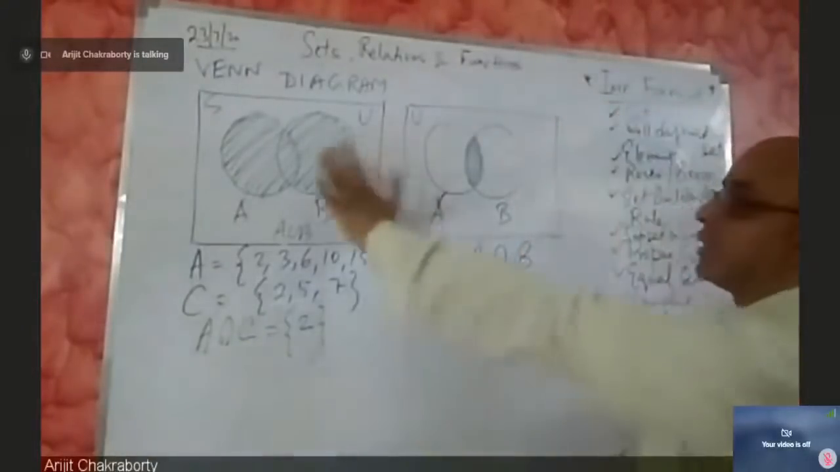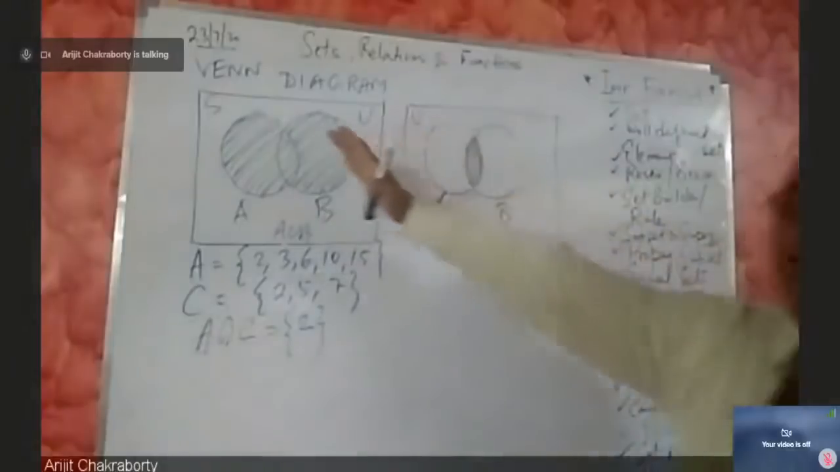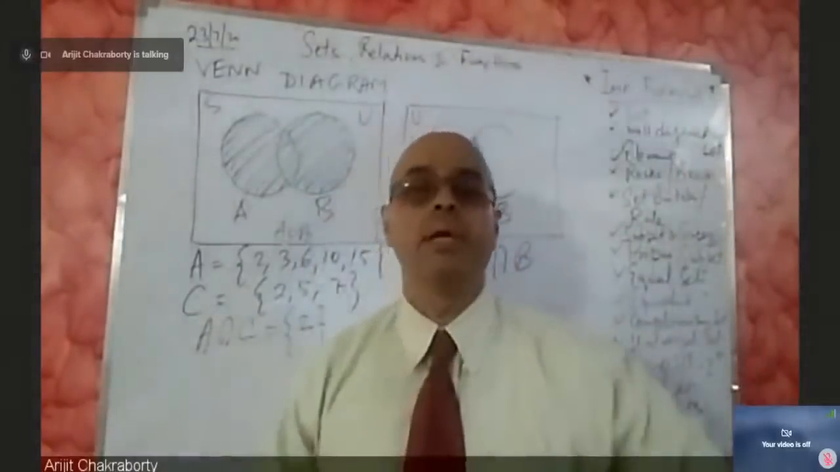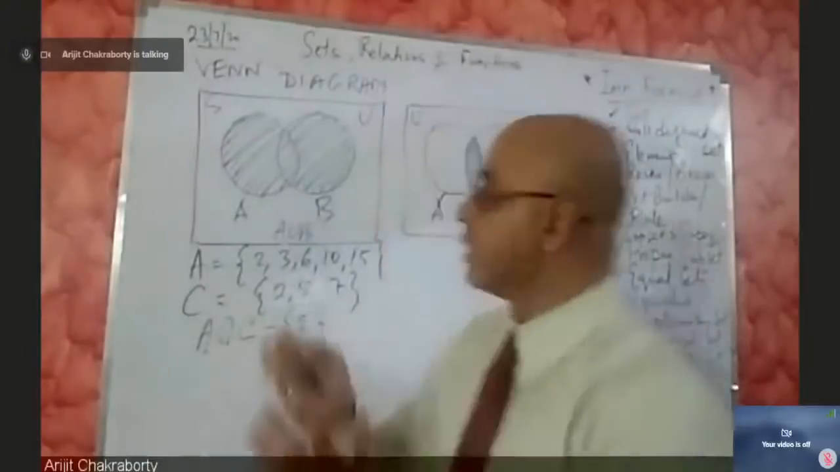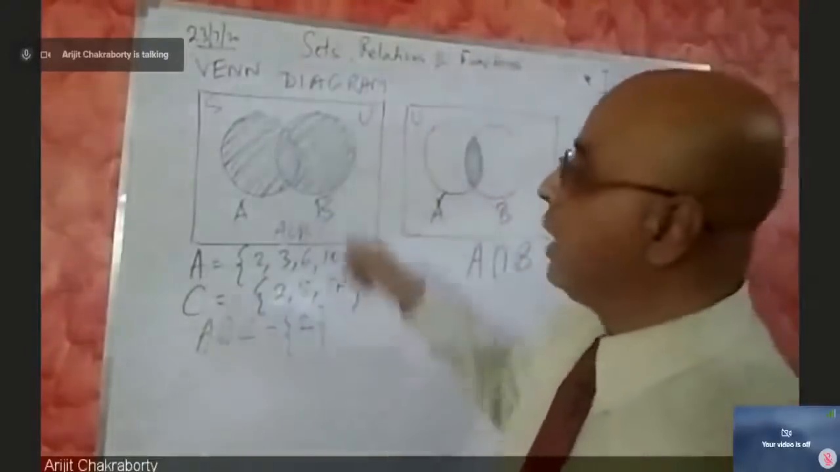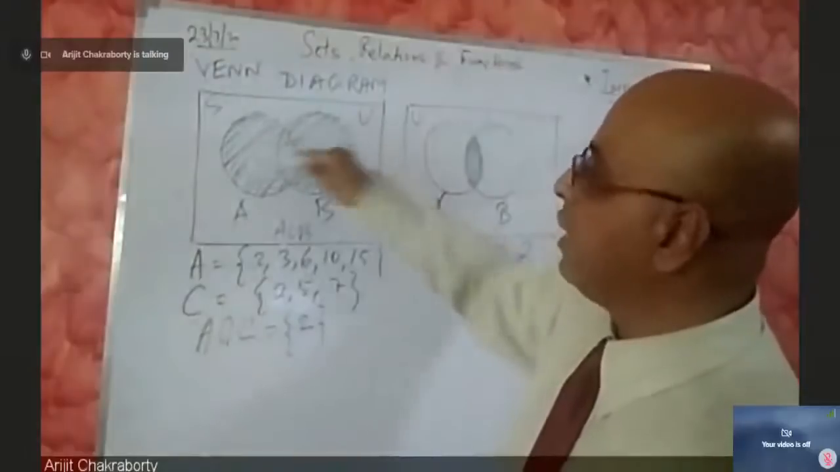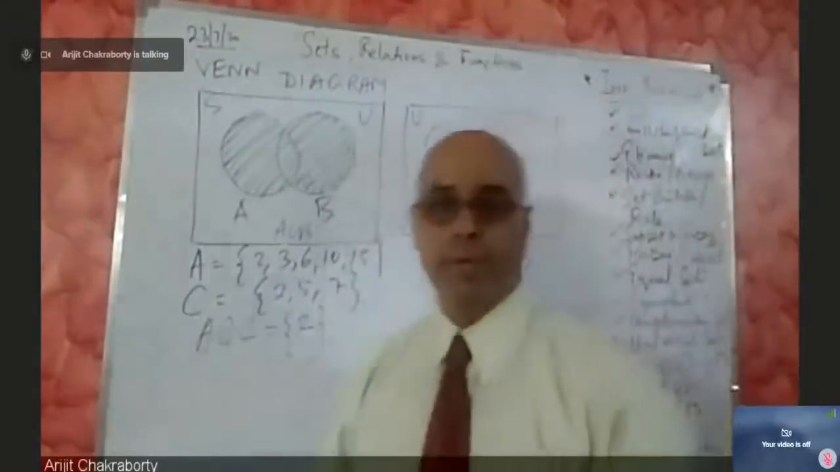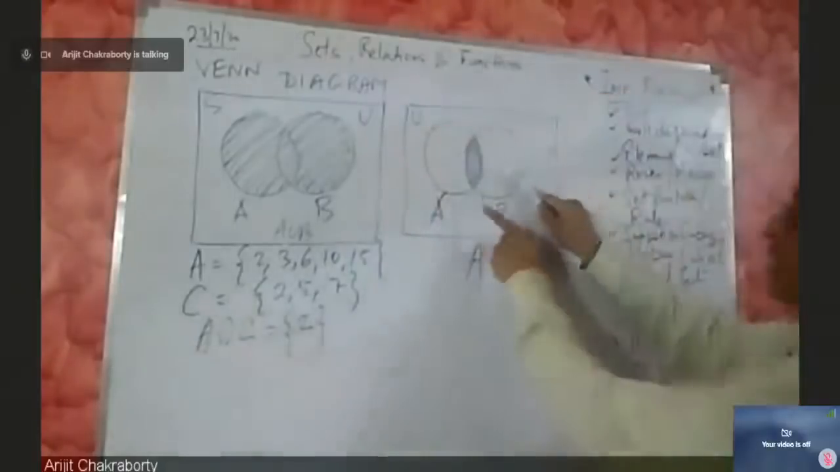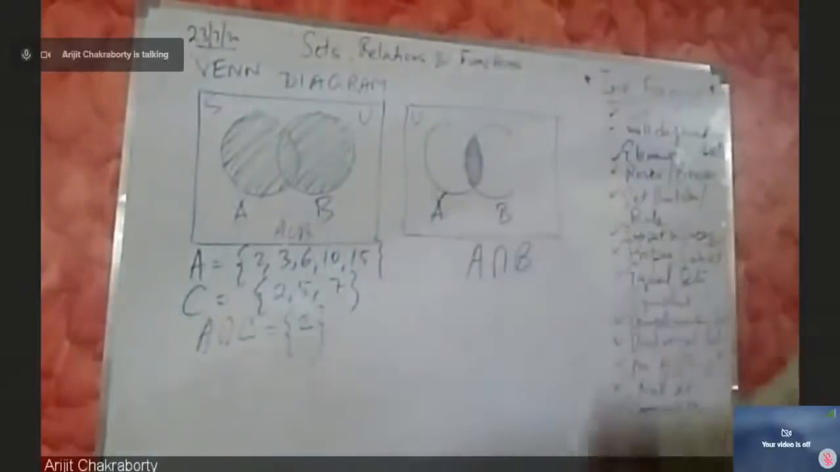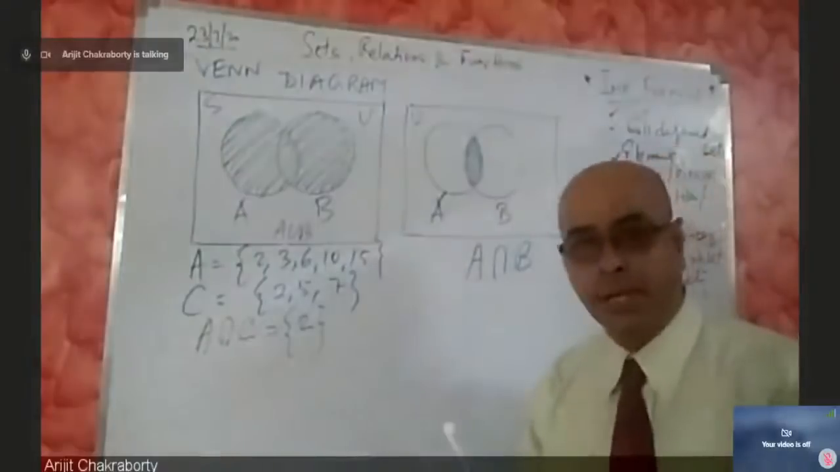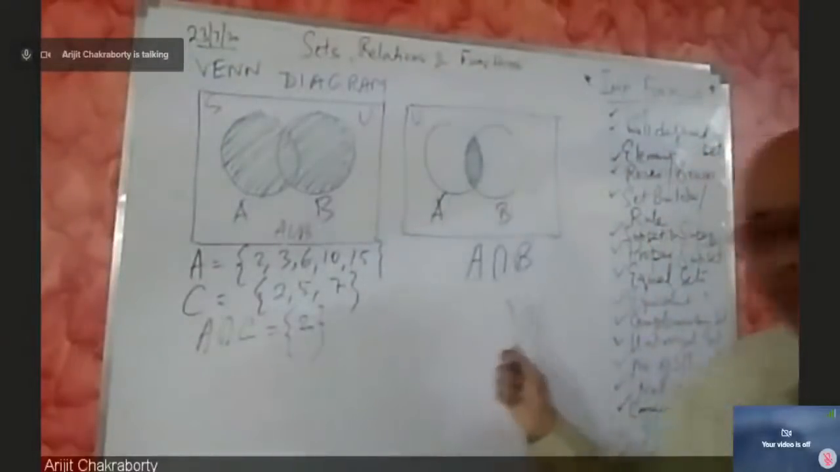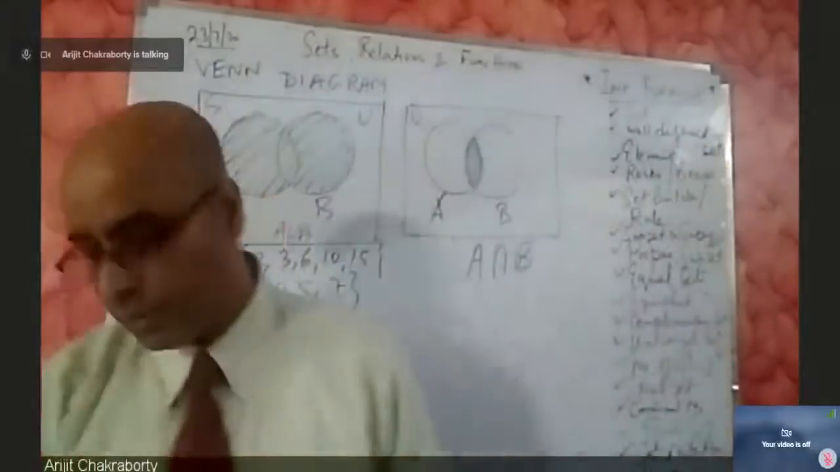So please remember, this is the picture, the diagram for union of two sets, the addition of two sets. In this shaded part you can see this part is only A, this part is only B, and this common part is both A and B. In this particular diagram you can see the shaded part is the common area of both A and B, so that is called intersection. Right.